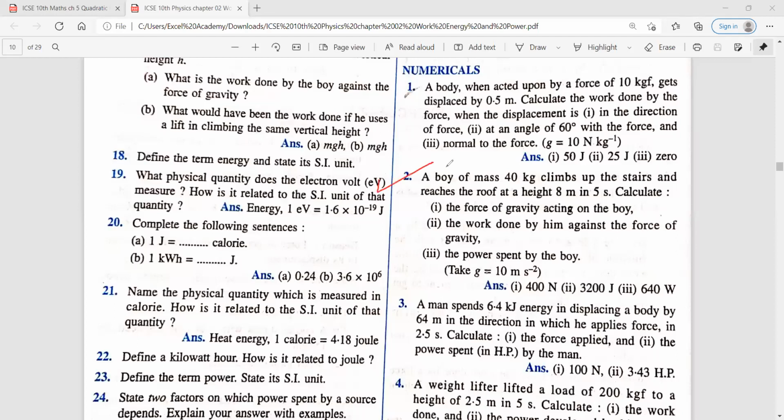Okay, question number 2. A boy of mass 40 kg climbs up the stairs and reaches the roof at a height of 8 meters in 5 seconds. Calculate the force of gravity acting on the boy, the work done by him against the force of gravity, and the power spent by the boy. So let's do it on the whiteboard. Let's write down what is given.